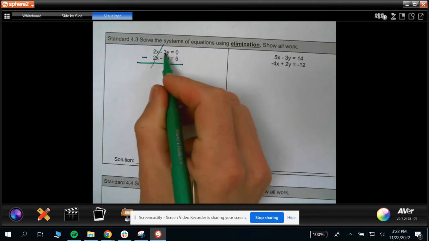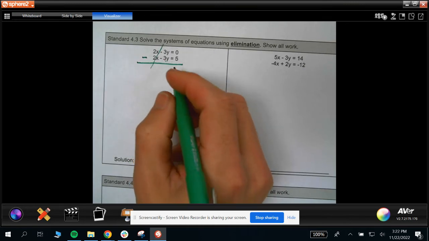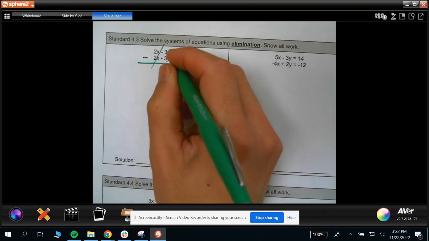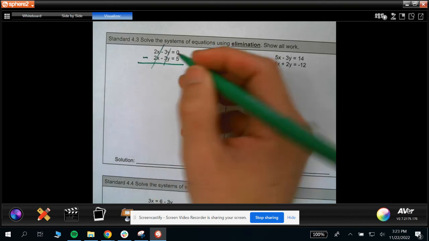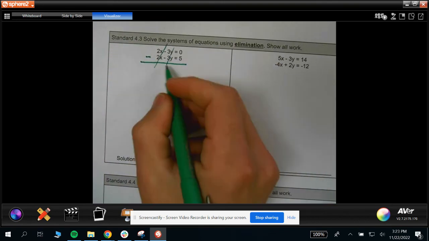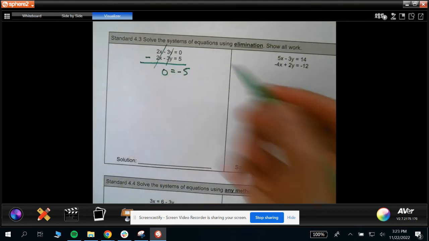Negative 3y minus negative 3y, though. Be careful here. Negative 3y minus negative 3y becomes also 0. Okay? So that also becomes 0. So we're left with just 0. 0 minus 5 is negative 5.